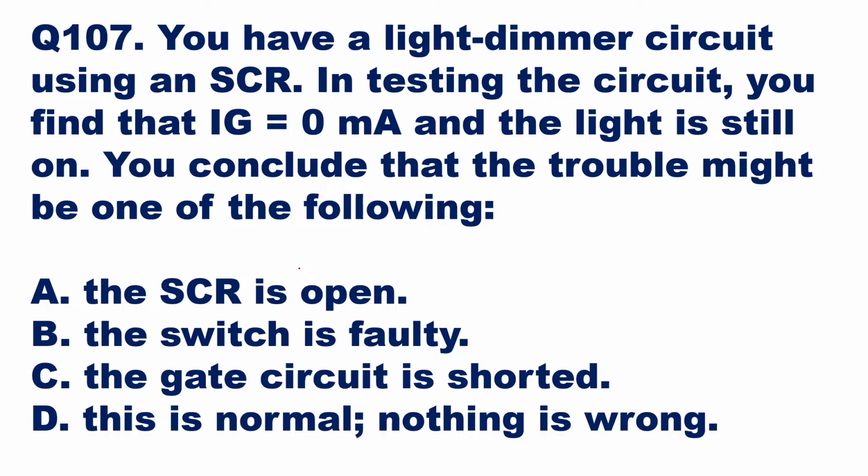Out of these four options, option A is the SCR is open, option B is the switch is faulty, option C is the gate circuit is shorted, option D is this is normal, nothing is wrong. So option D is the right answer here, because when the gate current is zero, you have not triggered the SCR. The SCR is not going to work and control the dimming of the light. So the light is not dim, it is on. So it is a normal condition. Nothing is wrong with the circuit. So it is option D, which is the right answer.